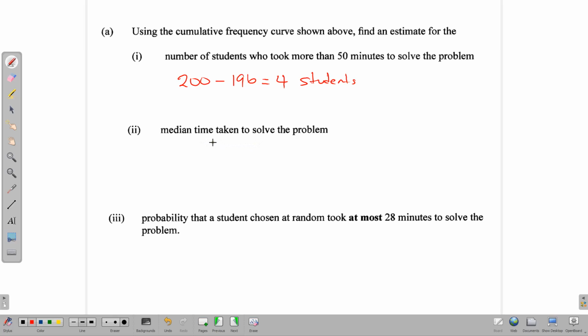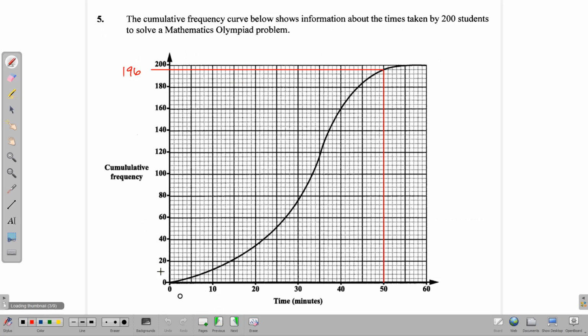Now the median time taken to solve the problem. The median, remember, is the halfway point on our graph. And so we look at our total cumulative frequency, which is 200, and find half of that. Half of 200 is 100. And so from 100, we go across on our curve. You can use a broken line, remember. Stop it there, right where it touches the curve, drop it down, and you'll see that it falls right in the middle there.